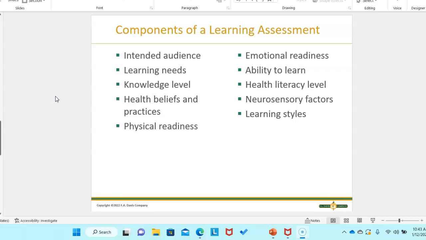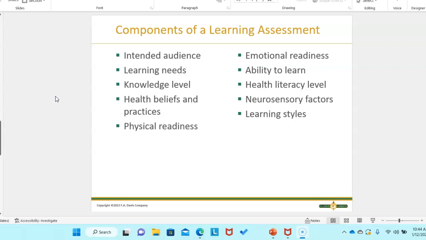And the health beliefs and practices. Ask the client to give a general description of their health. Ask, what do you usually do to stay healthy? What problems do you think you are at risk for? What lifestyle changes would you be willing to make in order to improve your health?